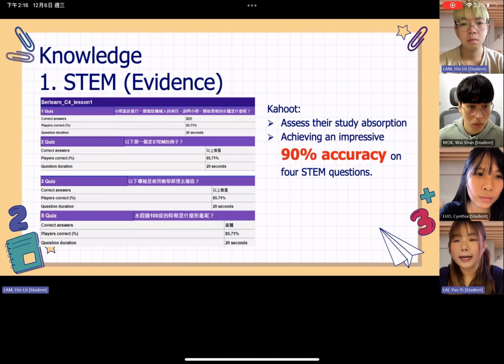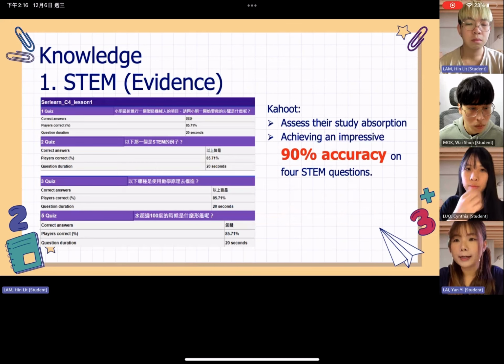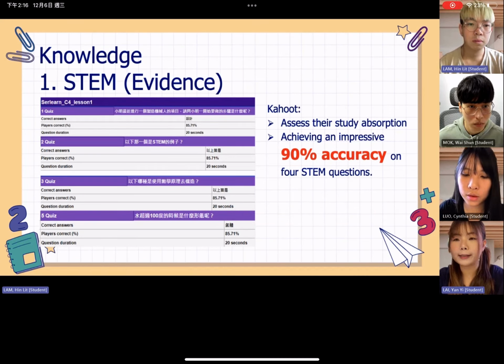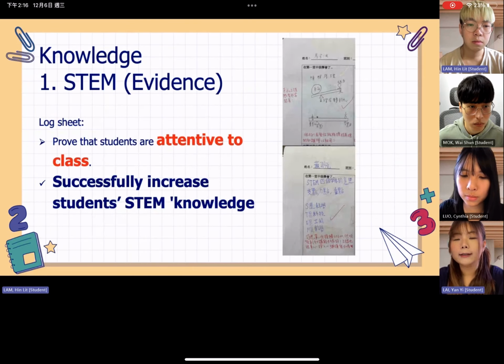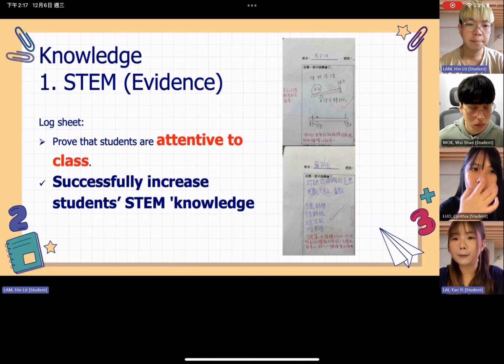Next. The evidence is that we used Kahoot to assess their learning absorption, achieving an impressive 90% accuracy on 4 STEM questions. Next. Another method is the log sheet, which proves that students were attentive in class and successfully increased their STEM knowledge.